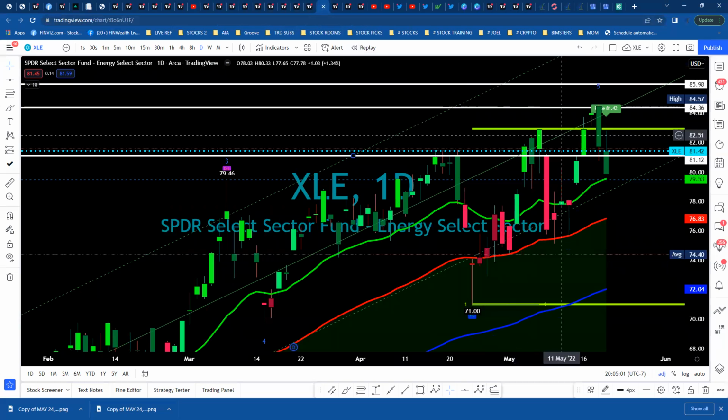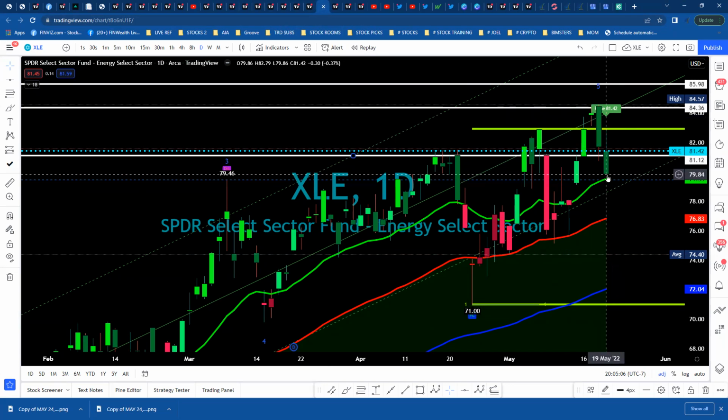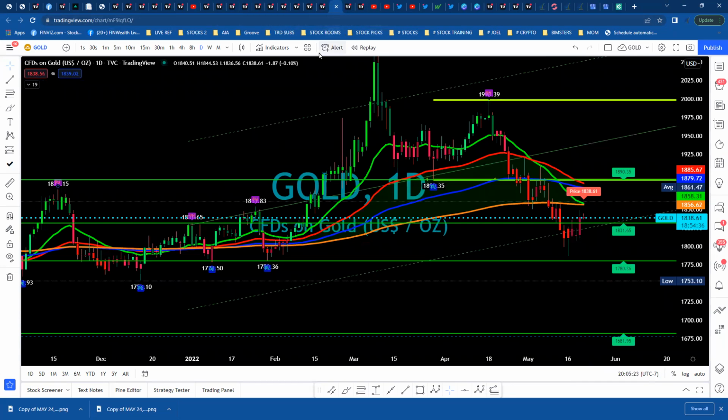Energy sector, pulled back here after hitting that high, almost got to the 20, bounced back up. We're above our support line here again. So, can we rally back up? If we can get above yesterday's close, get above 82, we can rally up towards 84. If we break 81, we're coming lower, back down to the 20 probably.